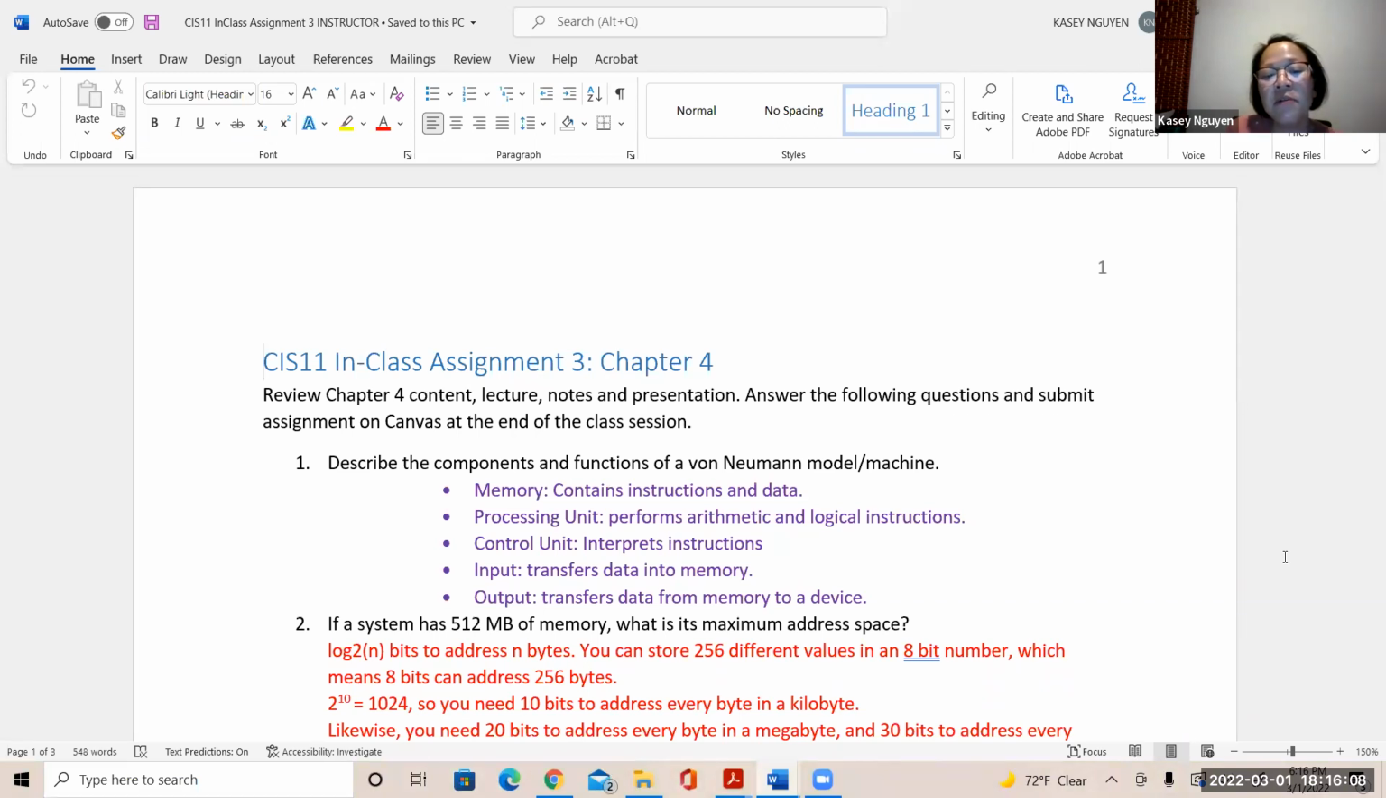Then you have I/O, so input to bring data into the system, and output to transfer data from the memory to your device, like your monitor, your printer, etc. So any questions on number 1? Make sure we know these. And we're going to come back to some of these elements, some of the components, down the line.